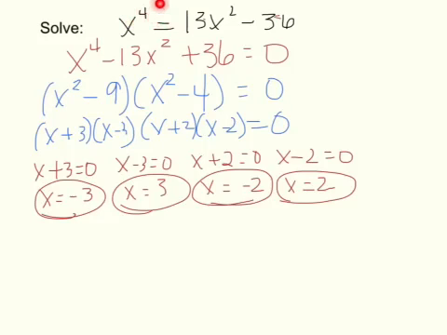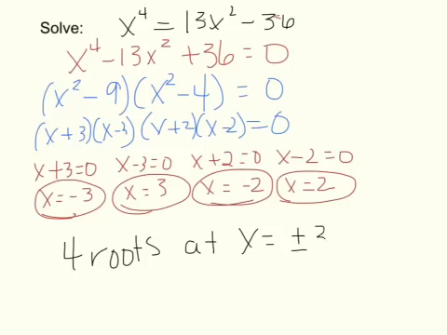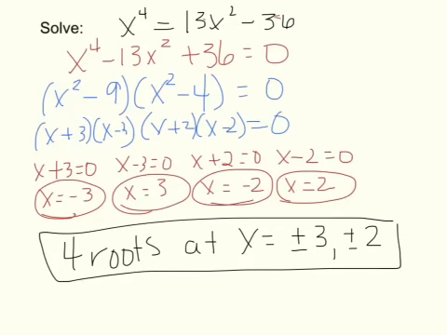Okay, so I also have a quartic function. Remember, that's 4th degree, and I have 4 roots. And we could say at x equals plus or minus 3 and plus or minus 2. So remember, that means that this graph will cross the x-axis at these 4 numbers.